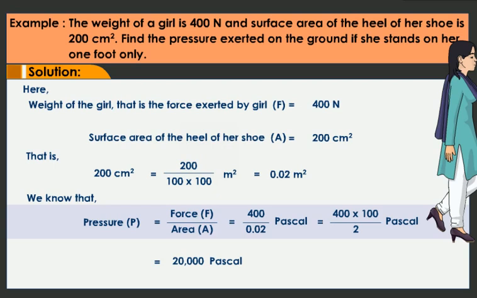This is equal to 400 into 100 divided by 2 Pascal. That gives us 20,000 Pascal as the answer. That is, the pressure exerted on the ground by the girl if she stands on her 1 foot is 20,000 Pascal.